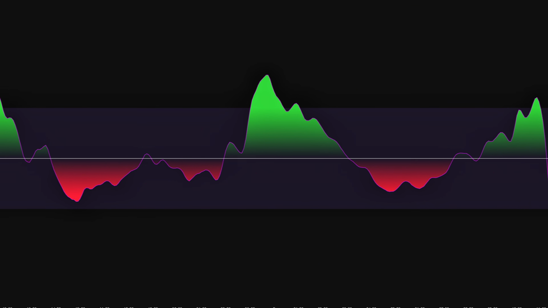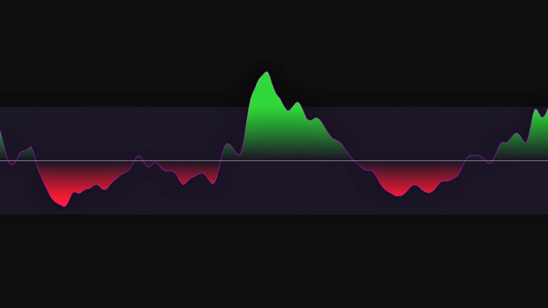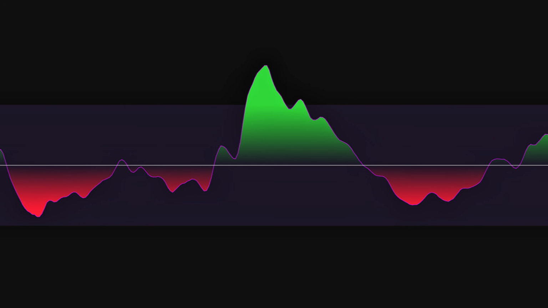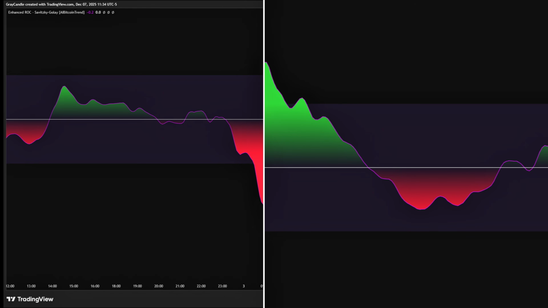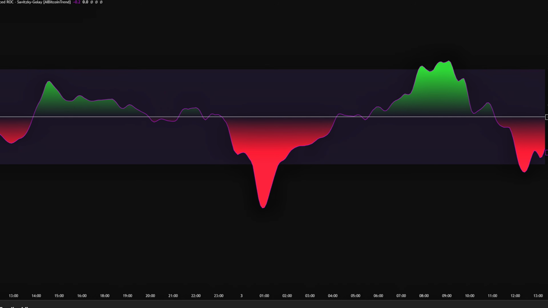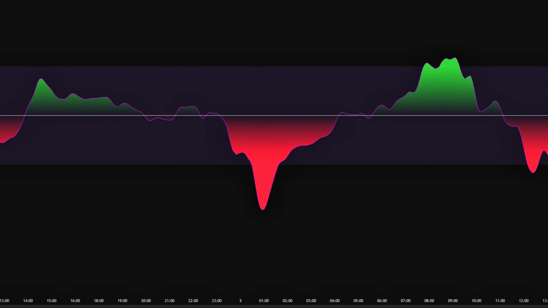How to read the indicator. When the indicator shows a green zone, it represents bullish momentum. This means buyers have control. When the indicator shows a red zone, it represents bearish momentum. This means sellers are in control.